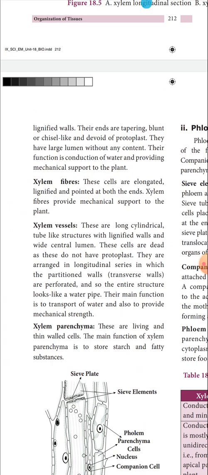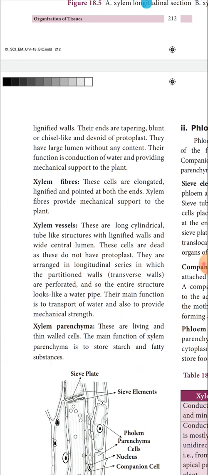See children, already I said if the cell doesn't have protoplast in it, then the cell is said to be what? Dead cell. So if the cell has protoplasm inside the cell membrane, the cell is considered as what? Living cell. Since the tracheids don't have any protoplasm in them, they are said to be what? Yes, right. They are dead cells. They have a large lumen without any content. Lumen means what? An empty cavity, like a tube.